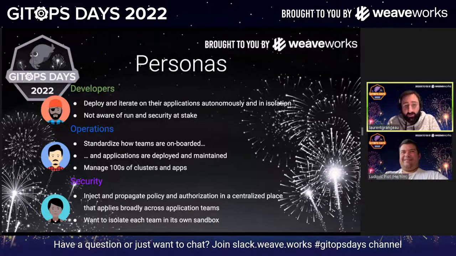So Ludo already told you that it's a condensed version of what we are used to do at a three-hour workshop. And for this workshop, we are three different personas. The first persona is the developer. So the developer deploys and iterates on their applications autonomously and in isolation. So they want to deploy only applications with either Kustomize or Helm. And they don't want to create or manipulate some Kubernetes YAML files. So it's really about applications.